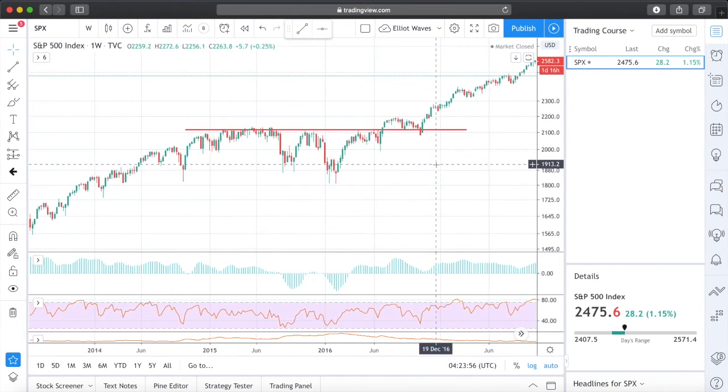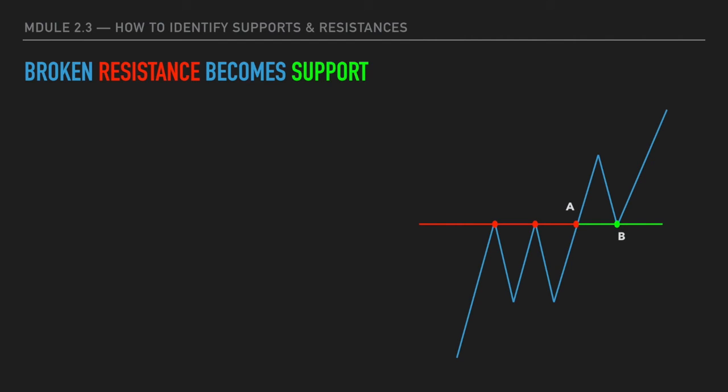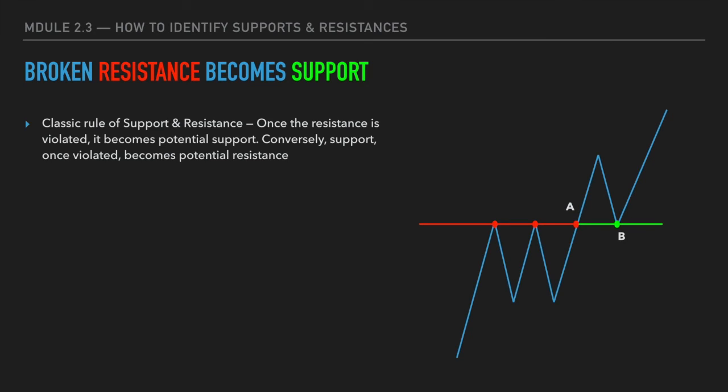All right, so let's move on, and we're going to learn a very important rule of support and resistance, which is once the resistance level is violated, it will become a potential support. It works the other way too. When a support level is violated, it will become a potential resistance. You may wonder, what is the reason behind it?